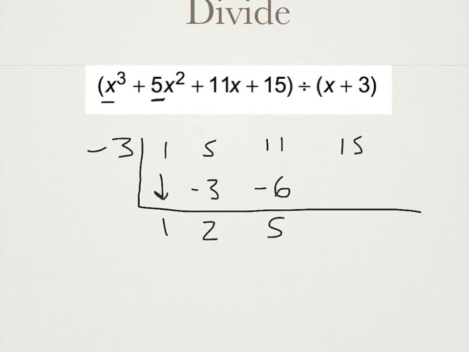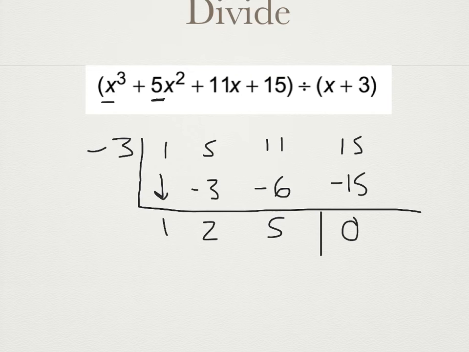And then we multiply again. So we have negative 3 times 5, which is? Negative 15. And then 15 minus 15 is? 0. So this last number is our remainder.